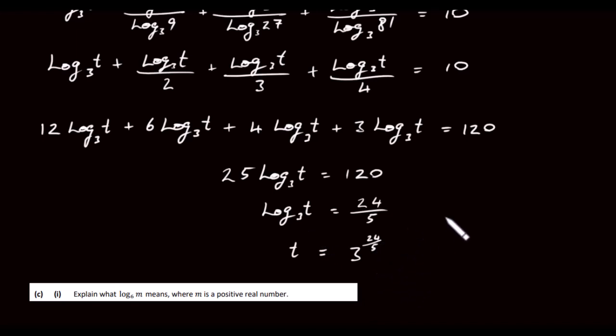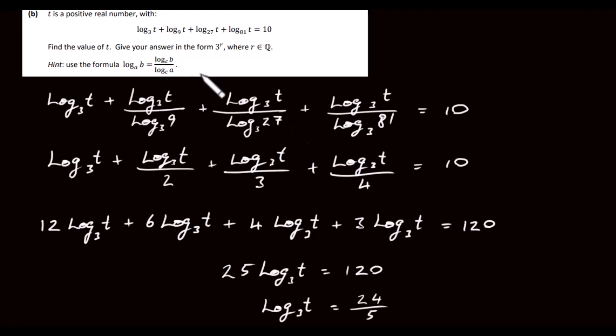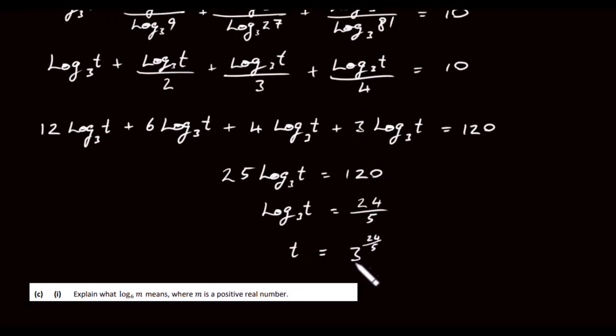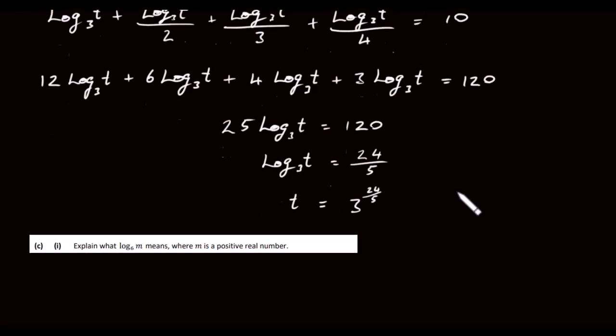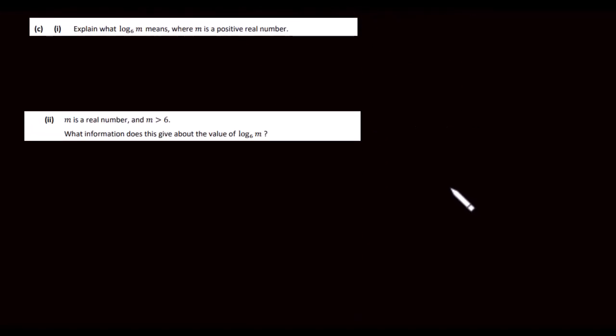Now let me just see, what way did they want this answer? Give your answer in the form 3 to the power of r, where r is a rational number. So 3 to the power of r, and that is a rational number, 24 over 5. So that's it. That's as far as I can go with that. Let's move on to the next question then.